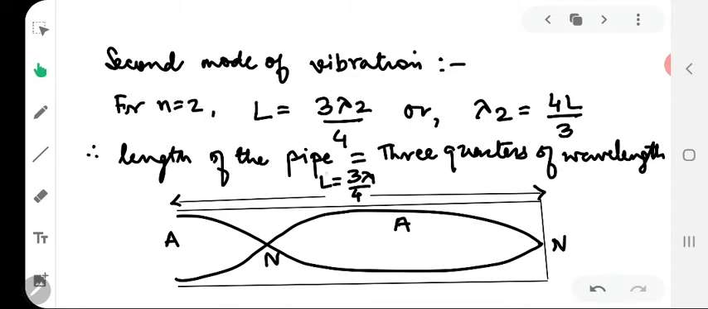Let's move to the second mode of vibration. Obviously, for n equal to 2, we get the second mode of vibration. So if we consider lambda 2 to be the wavelength of the stationary wave set up corresponding to n equal to 2, then we get L equal to 3 lambda 2 by 4, or lambda 2 equal to 4L by 3. Therefore, in the second mode of vibration, the length of the pipe will be equal to 3/4 of the wavelength. So in this manner, as you can see in the picture, the wave will be set up.